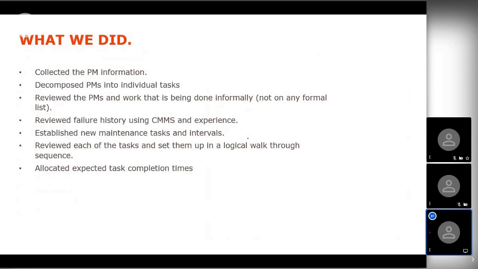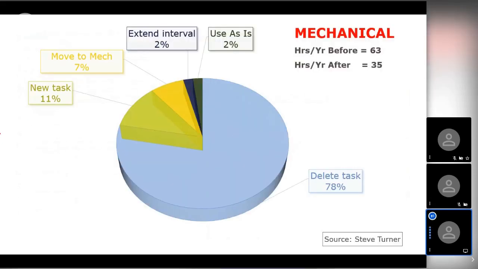So what were the results? What did we actually find? Was that 1 week of a team in a room plus many months of my work before that actually worth it? So let's look at the mechanical part of this first for one production line. We deleted 78% of existing tasks. Why did we delete 78%? Because they achieved nothing, or they made the problem worse.